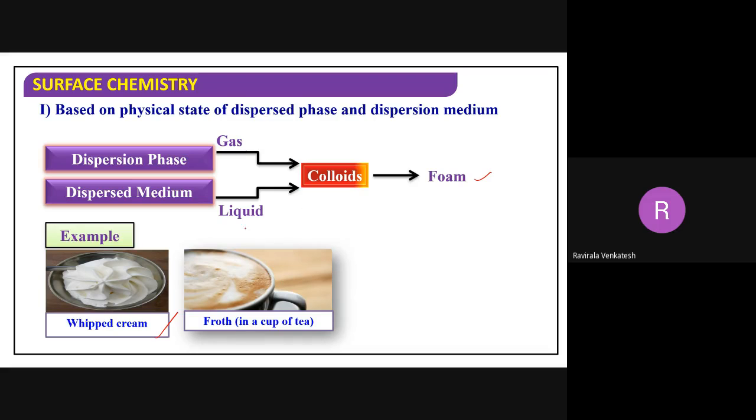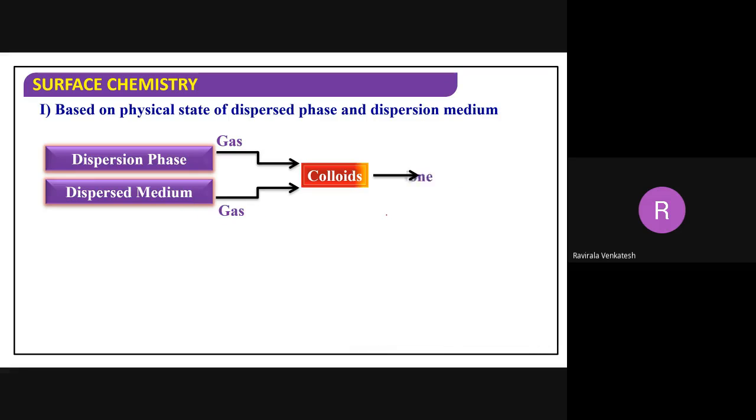Gas in liquid. Because in a cup of tea, that froth is in which phase? Gas phase. And the remaining tea is in which phase? Liquid phase. Therefore, gas in liquid. So foam is one of the best examples.